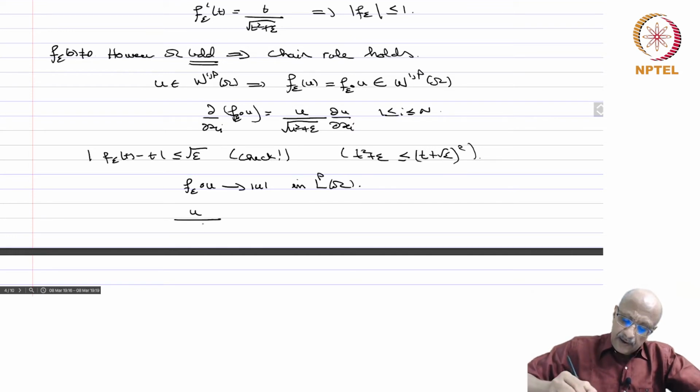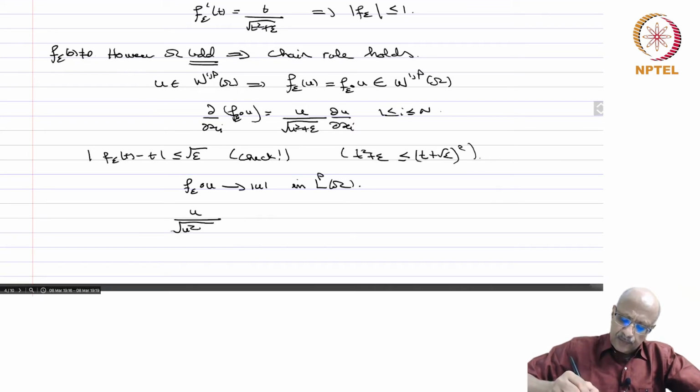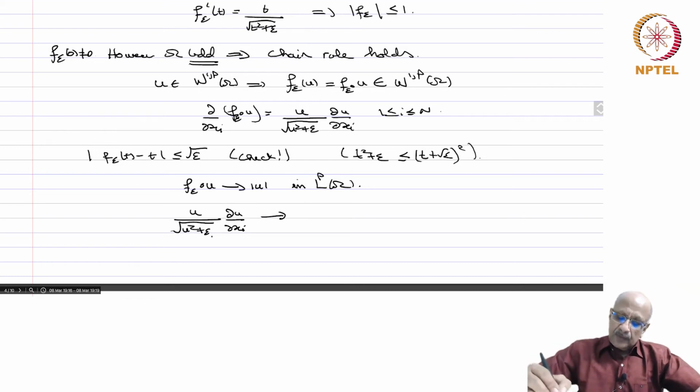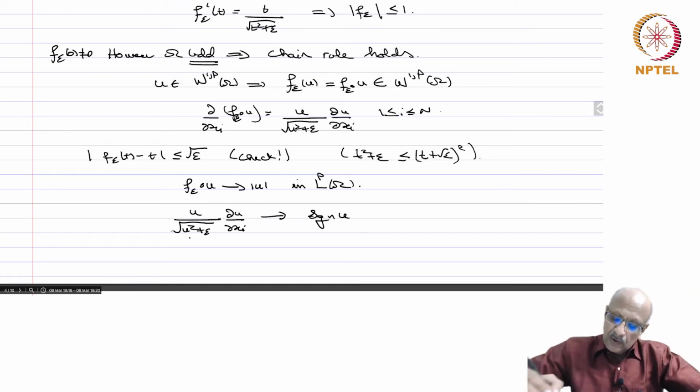Now u over root of u squared plus epsilon times du/dx_i converges to sgn(u) du/dx_i, because if u is positive this will go to plus 1, if u is negative this will go to minus 1, if u is 0 it is 0 anyway. So this goes to sgn(u) du/dx_i pointwise.